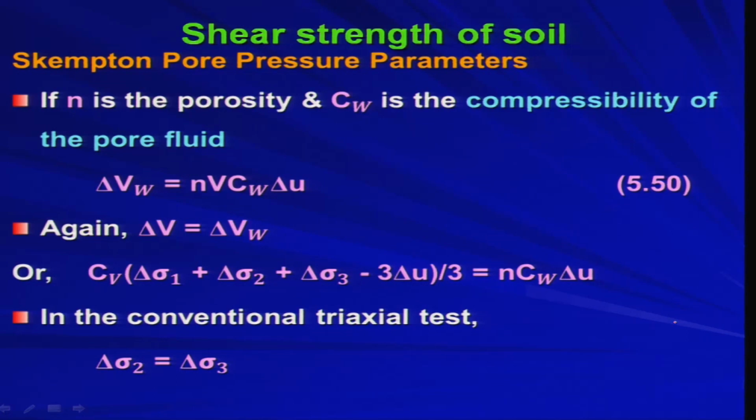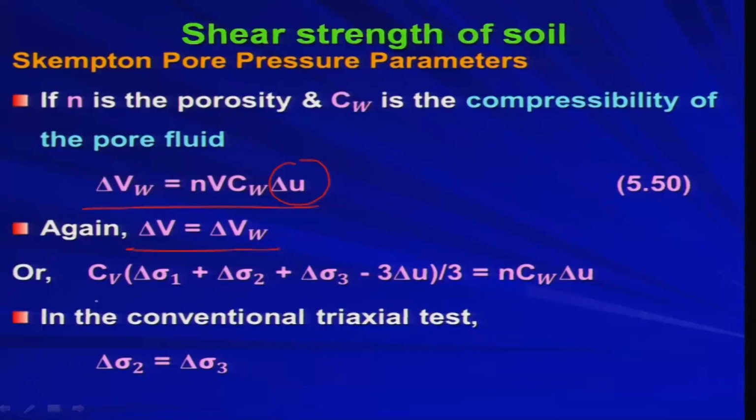So, if N is the porosity and Cw is the compressibility of the pore fluid, then I can write delta VW, that is the volume change in the pore fluid, is equal to N into V into Cw, and that is happening due to the pore water pressure delta U. I can write that from the basic principle or the basic mechanics concept, right. Again, just now I told you that delta V, the change in total volume, must be equal to the change in volume of pore fluid, because soil grains will not be experiencing any volume change. Therefore, Cv into whatever you have seen in the previous expression is equal to N Cw into delta U.